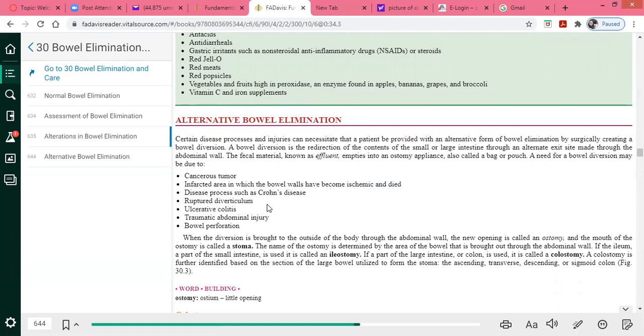Once the diversion is brought to the outside of the abdominal wall, that diversion is called an ostomy. And the mouth of the ostomy is called the stoma. And it talks about if the ileum, a part of the small intestines, is used for the diversion, it would be called an ileostomy. And if the large intestines or the colon is used, it's called a colostomy.